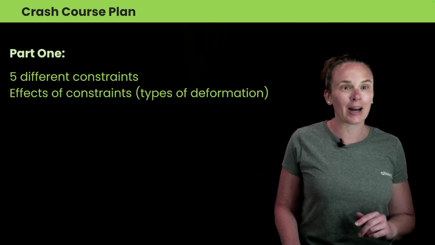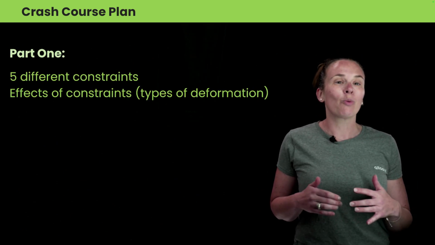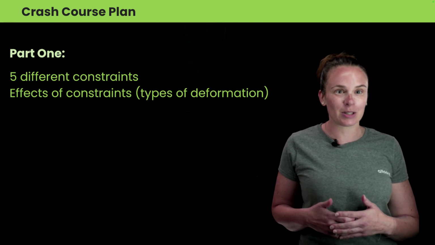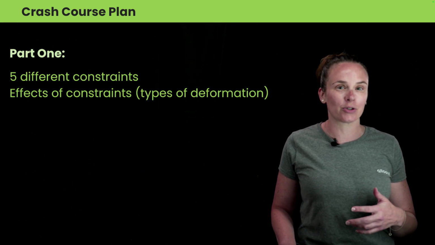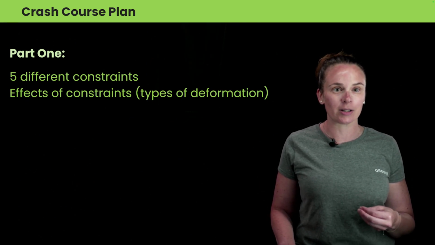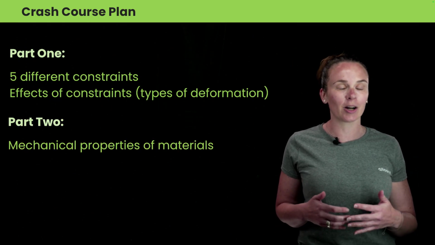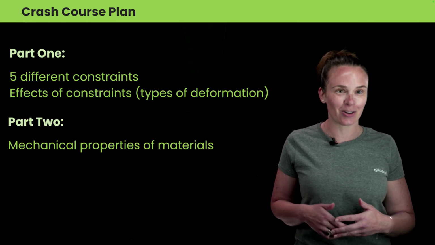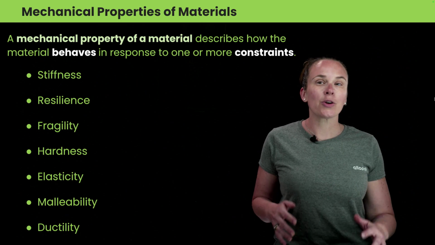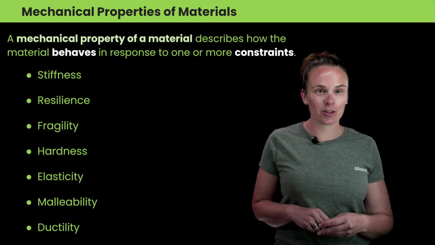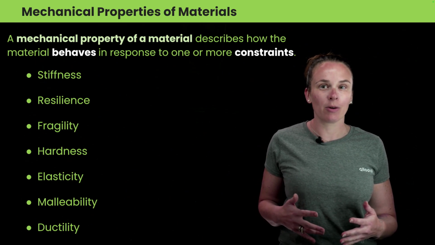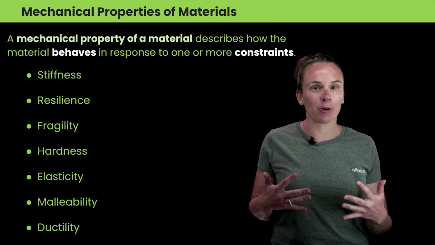So if you remember, in part 1, if you've seen it, we talked about the 5 different constraints of materials as well as the effects of those constraints, so the types of deformations. In today's video, we're going to talk about the mechanical properties of materials. So there are 7 mechanical properties of materials that we're going to explore in today's video. But first, we should talk about what a mechanical property is.